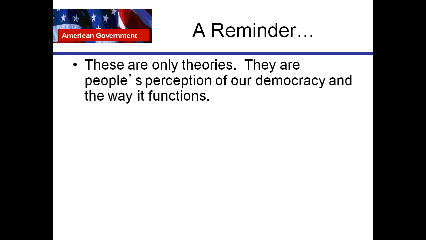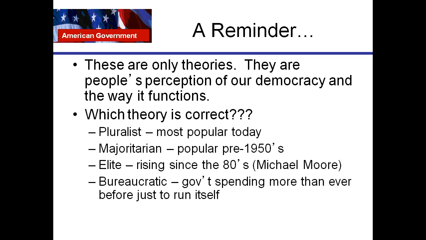So a reminder, these are theories. They're people's perceptions of our democracy and the way it functions. Which theory is correct? That is up to you guys. It's of great debate. Pluralism is the most popular theory today. Majoritarian was popular many years ago. Elite is definitely rising. And bureaucratic is a good theory as well, because the government seems to be spending more and more just to run itself.